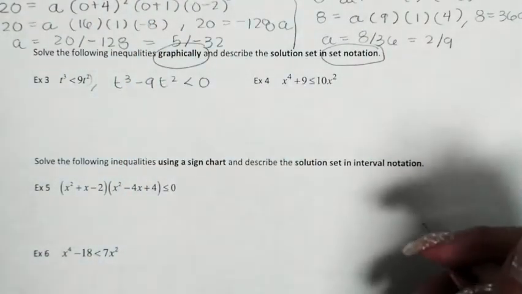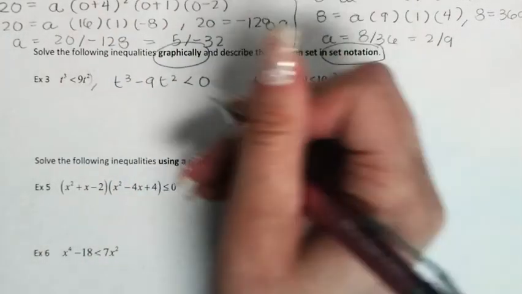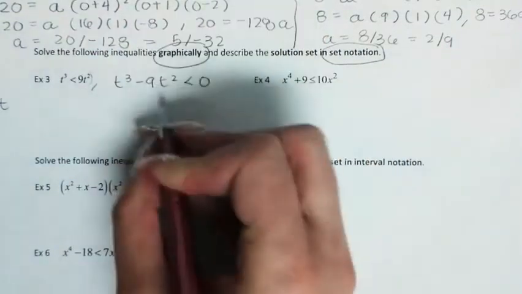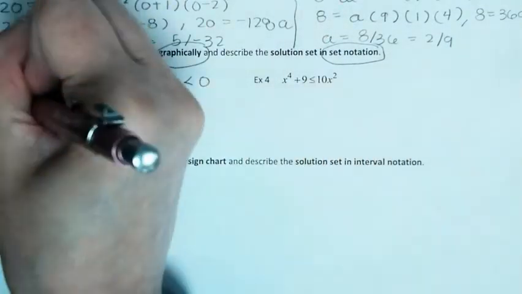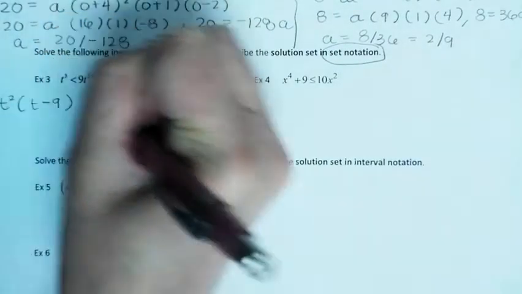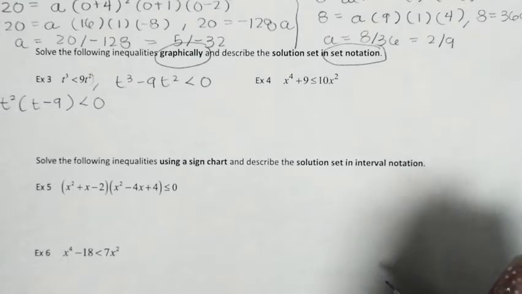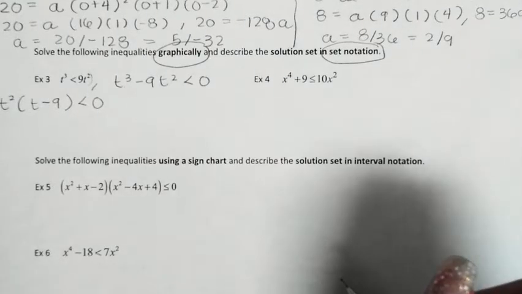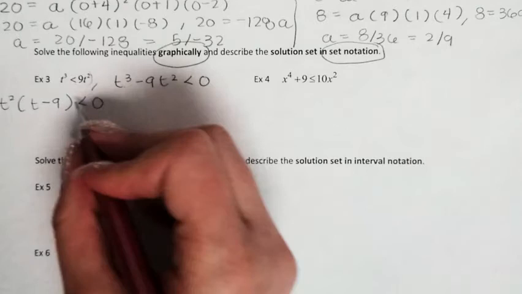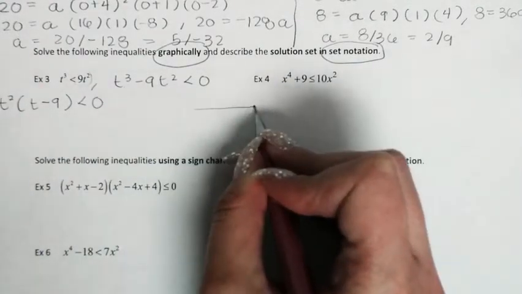After that I'm going to factor until I have all linear factors. That's always my goal. I realize that these two have in common t squared, so I take out that factor, and I have t squared times t minus 9 less than 0. So you realize that we found the roots. From here I can draw a pseudo good idea of what I have.